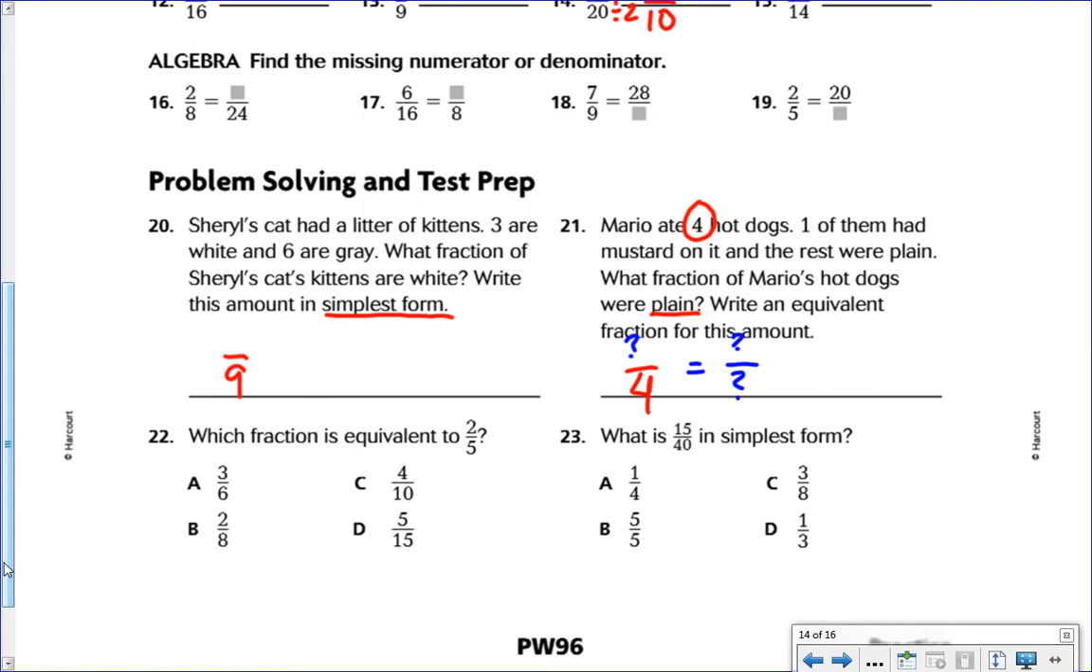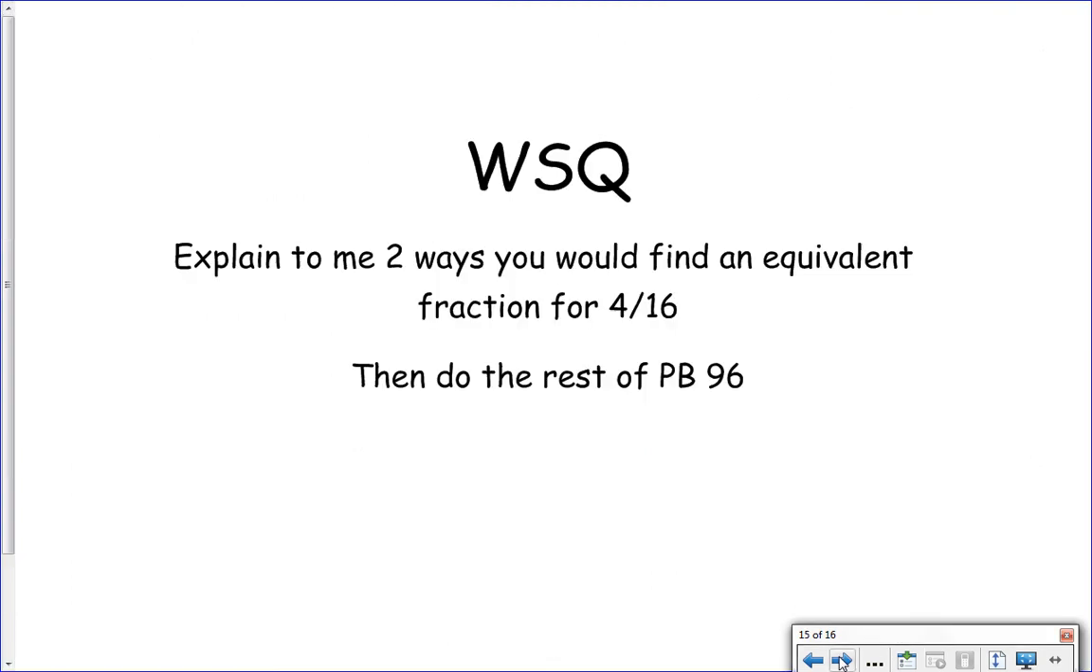All right, you can solve 22 and 23 on your own. So for your WSQ, I want you to explain to me 2 ways that you would find an equivalent fraction for 4/16. Okay, 2 ways. Remember we talked about 2 ways of doing that. I want you to explain to me what those 2 ways are. If you have to go back and rewatch the video, go for it.